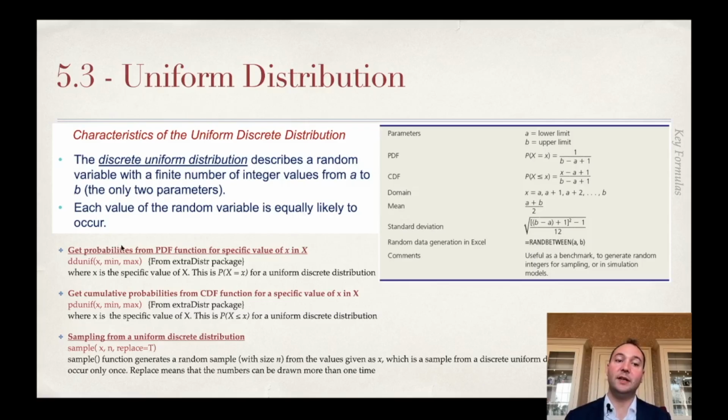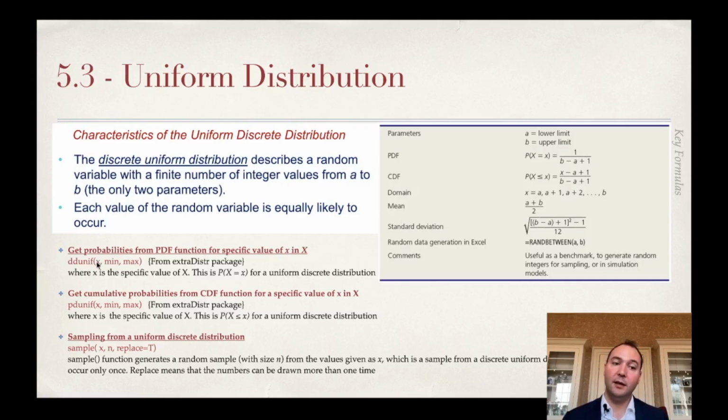To get probabilities from a PDF function for specific values of x in random variable x, in other words, to get each value of x, so in the sample space, the possible outcomes in our random variable x, we can use the function ddunif. And here's how it works.